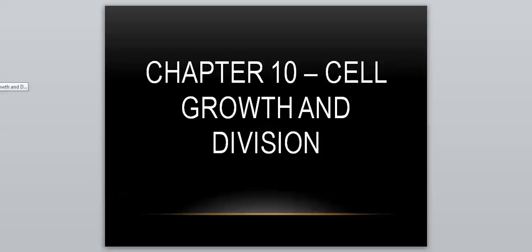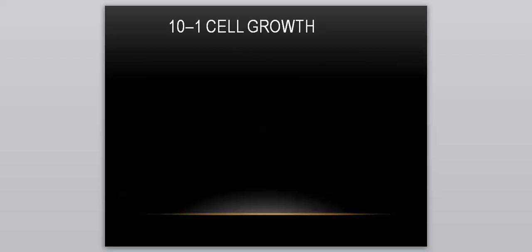Like I said, chapter 9 was a really short one, so we are starting chapter 10, and the title of this chapter is Cell Growth and Division. So we've mentioned some things about how we make energy inside the cells, the organelles inside the cells, so now we're going to look at how cells grow and divide. So our first section, section 1, is just entitled Cell Growth.